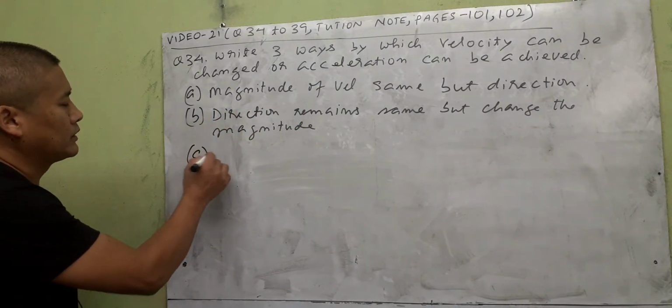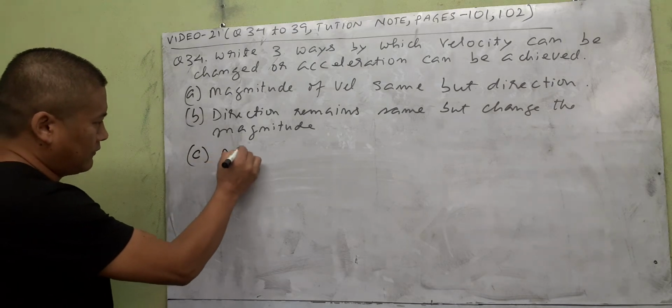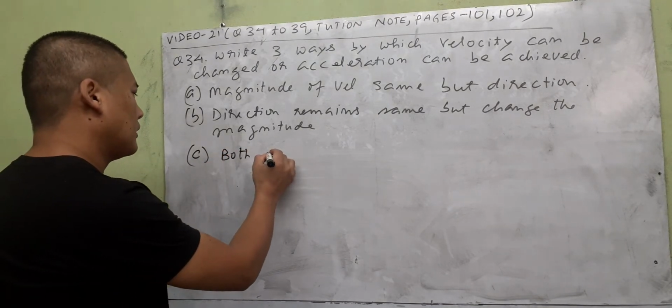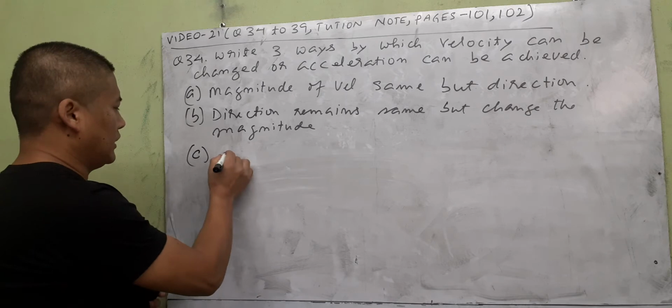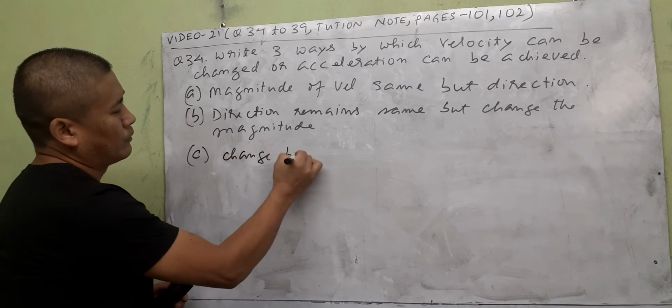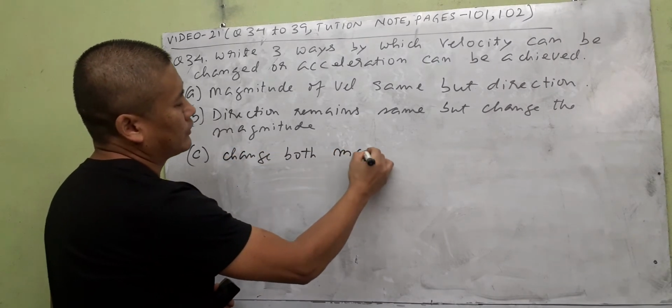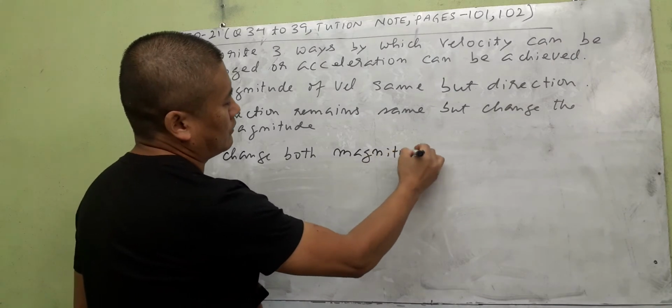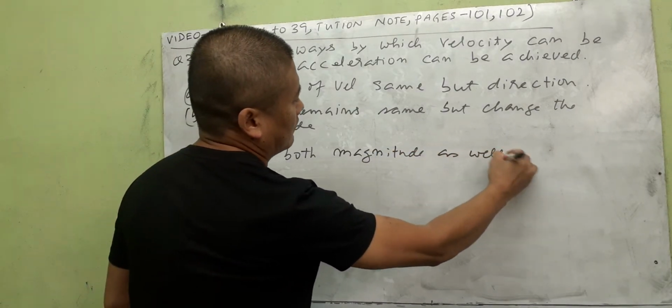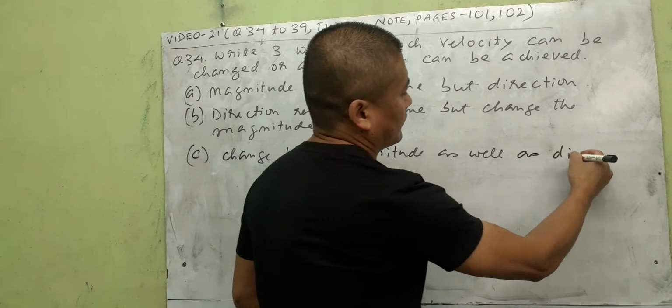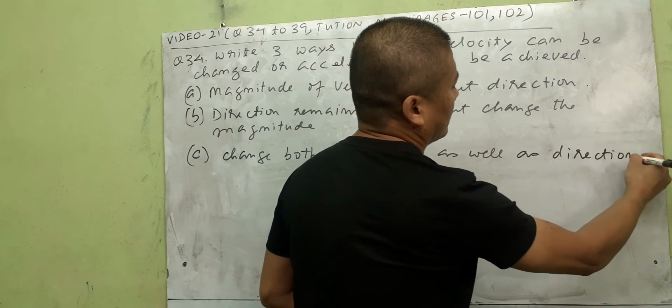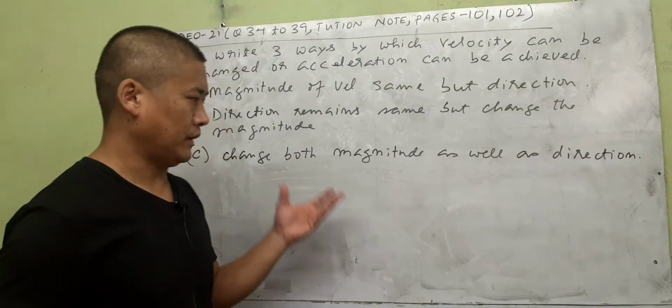Now third method is, you can achieve it by changing both magnitude as well as direction. So this is the third method by which we can change the velocity or achieve acceleration.